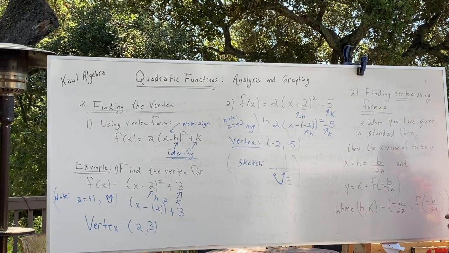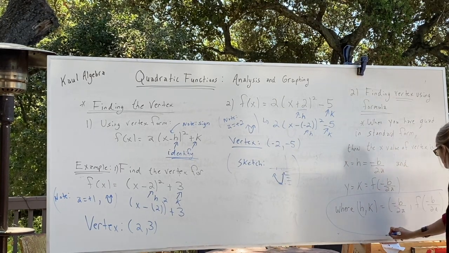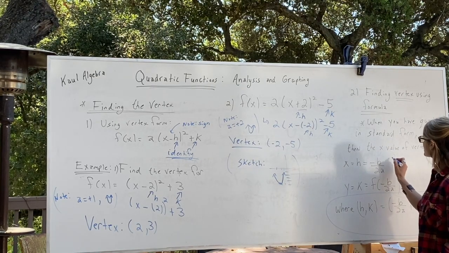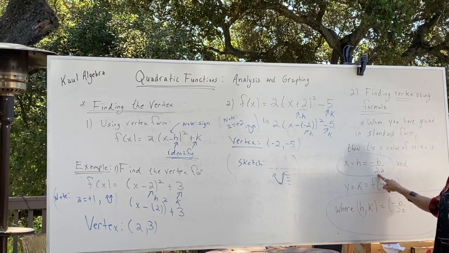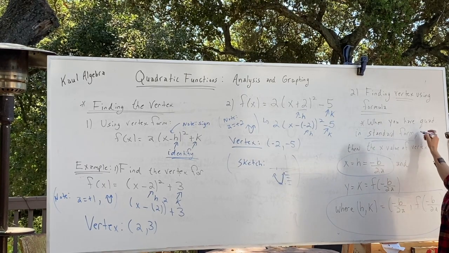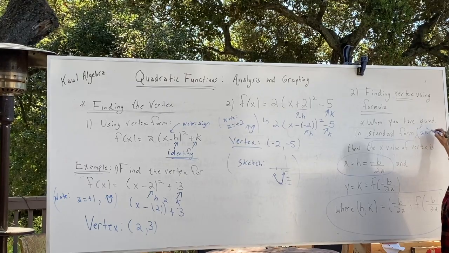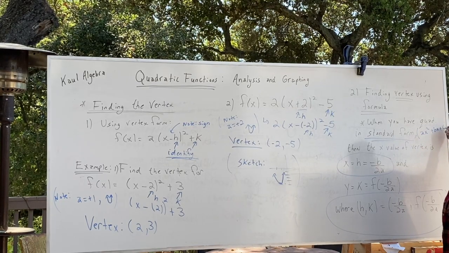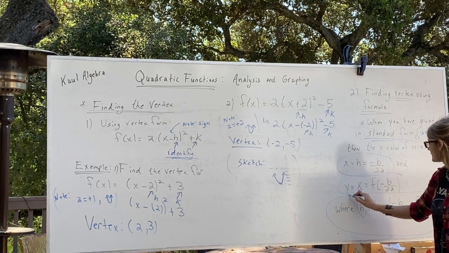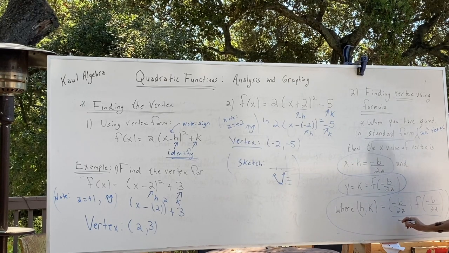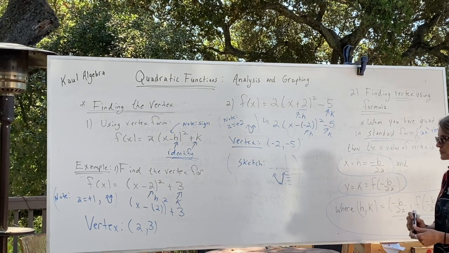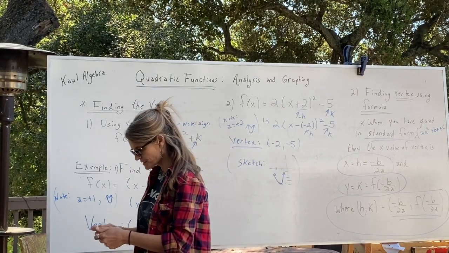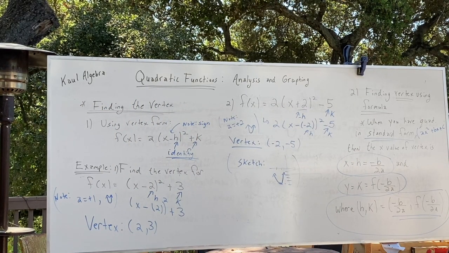Okay, so this is the formula we use. What you have to do is find your x value using negative b over 2a from your standard form, which again is ax squared plus bx plus c. Then you plug that into the function to get your y value, and you have your vertex. So if you're into memorizing formulas, there's one for you to know when you have it in standard form. Let's look at a quick few examples.